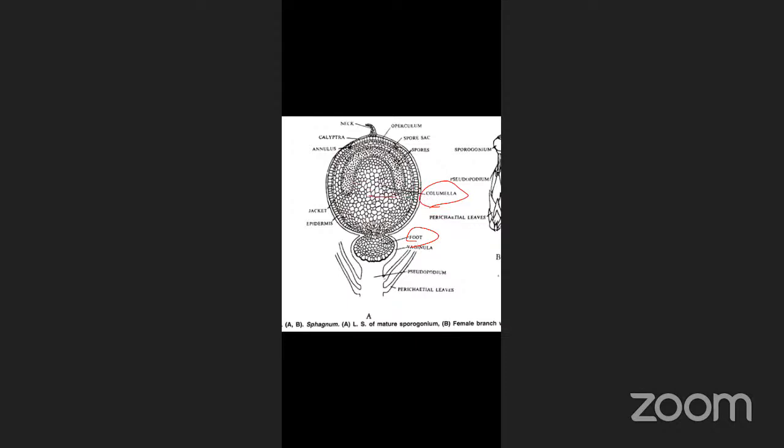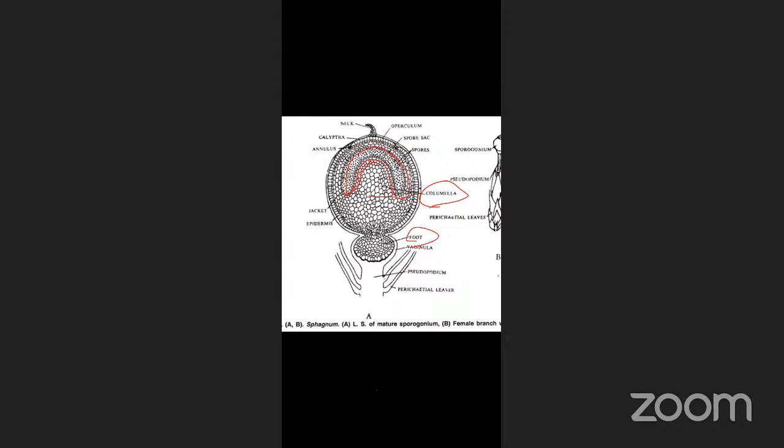It is overarched by one dome-shaped spore sac. This is the spore sac. What is present inside the spore sac? Haploid spores. These haploid spores develop from the sporogenous tissue. The spore mother cell undergoes meiotic division. After that, spores are formed.